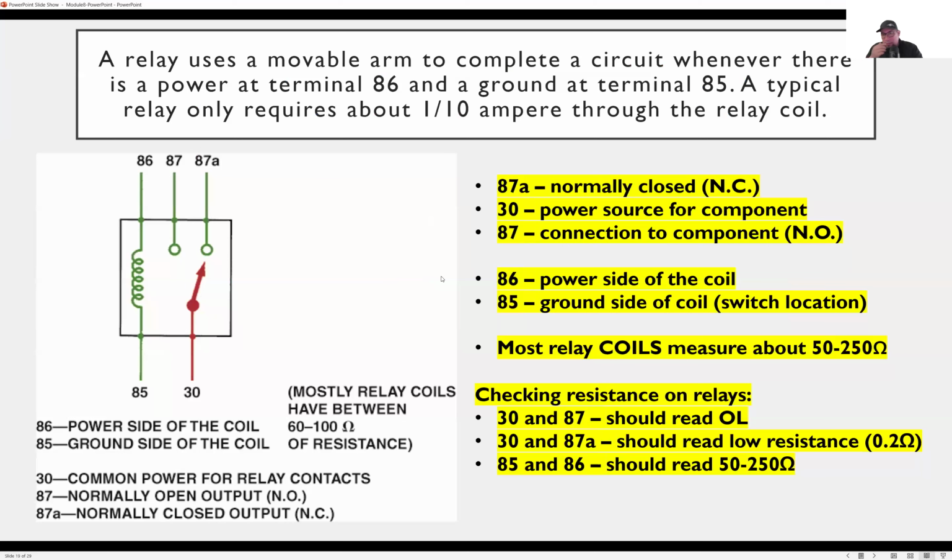Now, if we get into a relay, so a relay is a component, is an electrical switch that we use on high amperage circuits. So relays are only used for high amperage circuits. And it is an electrical switch is what it is. Okay. Now there are terminals on the relay. The terminals on the relay are labeled here. So 30, 85, 86, 87, and 87A.